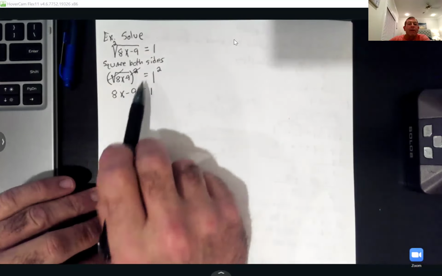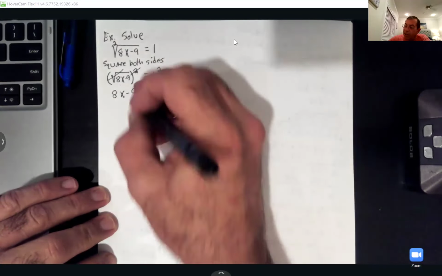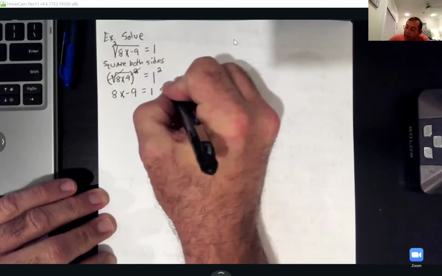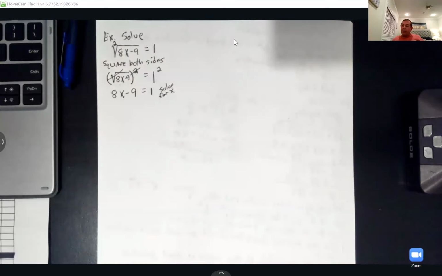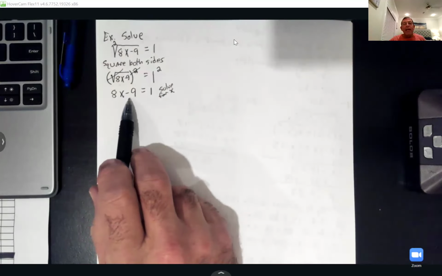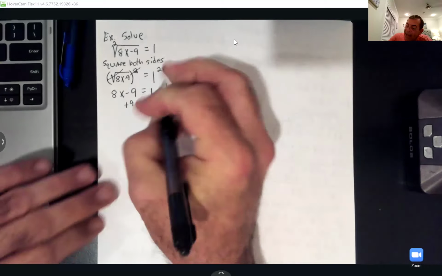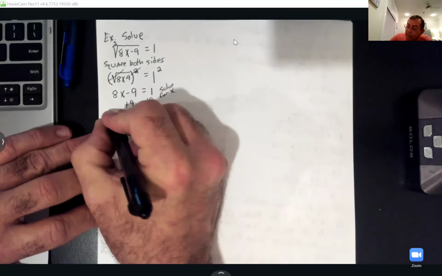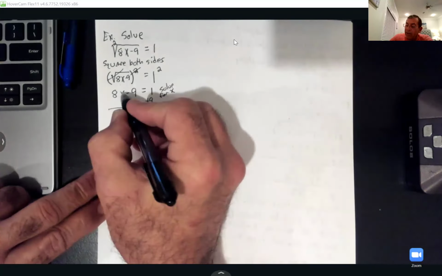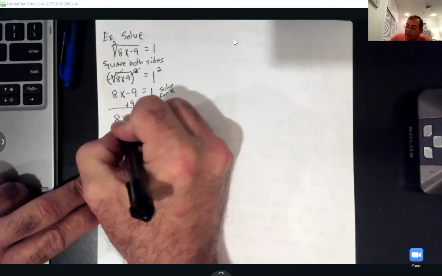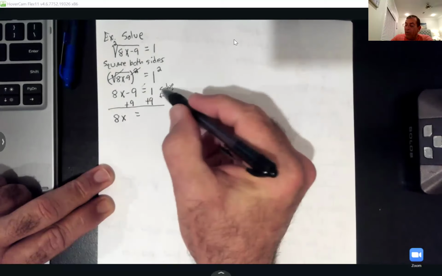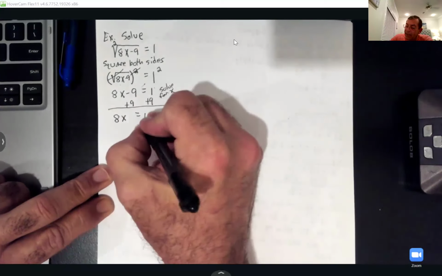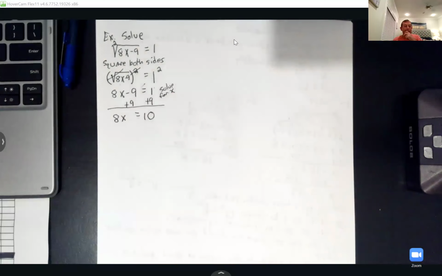All right. The radical's gone. So guess what? Solve for x. And we got 2 moves on here. First of all, we would like to move this negative 9 to the other side. So we're going to move it by adding 9. All right, so that 8x comes down. My 9's cancel. And y'all, what we got here? 1 plus 9 is a 10.